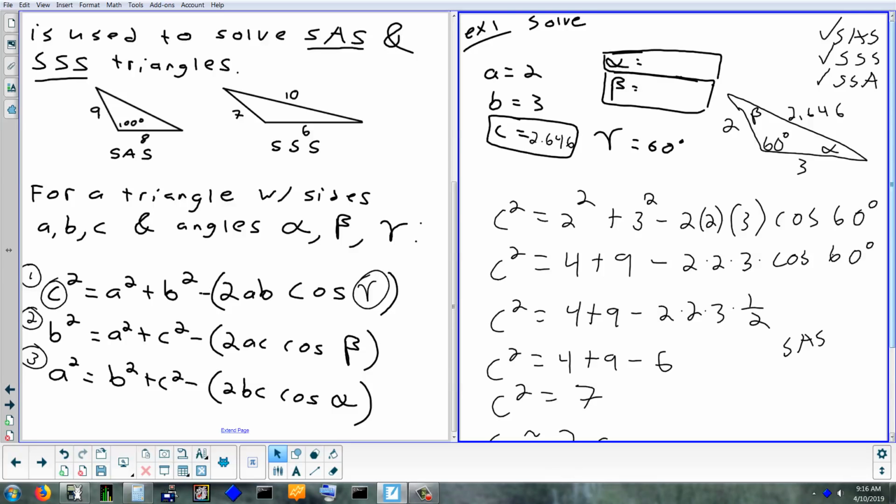I would stick with law of cosines one more time. Because once you get one of these angles, all you have to do is add it up and subtract from 180. And then you got the third one. Okay, so we could do alpha or beta.